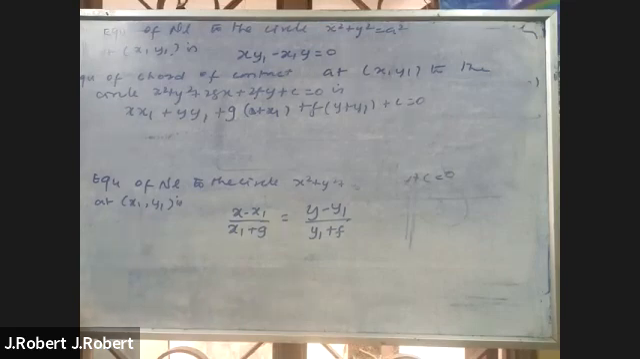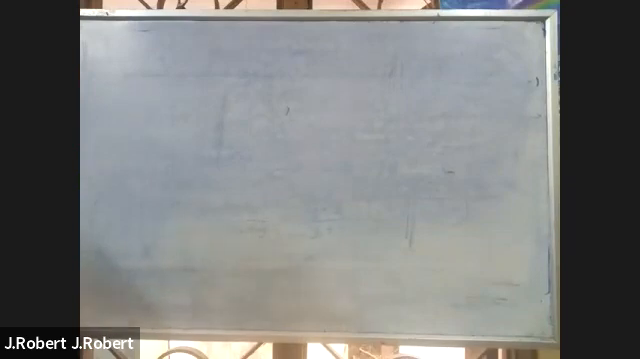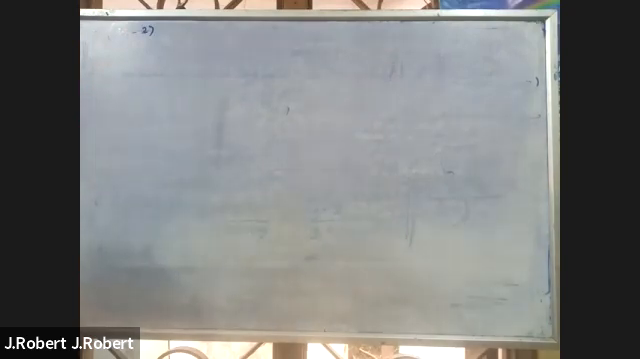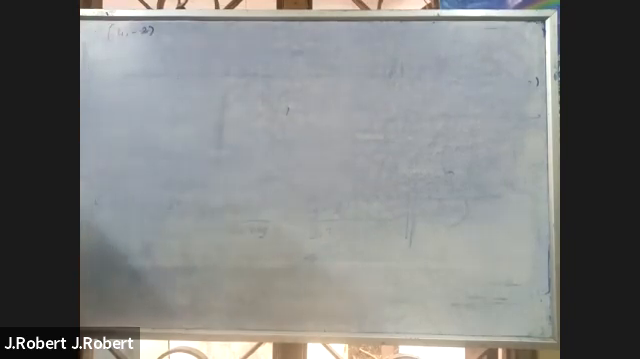Take down the first problem. Find the equation of the circle which touches both the axes and passes through the point minus 4 comma minus 2, sorry, in general form.